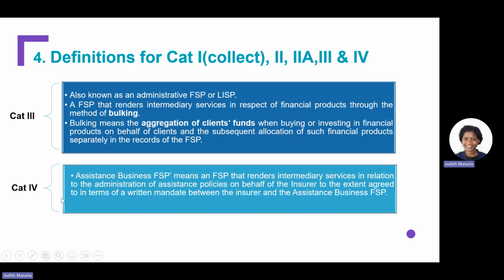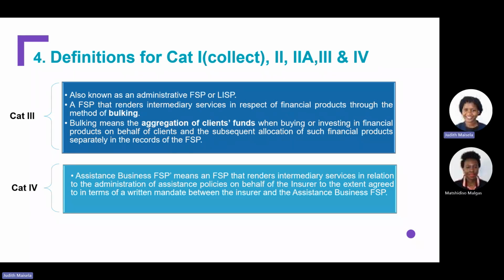We'll then continue still with the definitions of the different categories. We have a category 3 FSP, which is also known as an administrative FSP or LISP. LISP are also referred to as linked investment service providers, and these are FSPs that render intermediary services in respect of a financial product through the method of bulking. So bulking means the aggregation of client funds when buying or investing in financial products on behalf of clients and the subsequent allocation of such financial products separately in the records of the FSP.